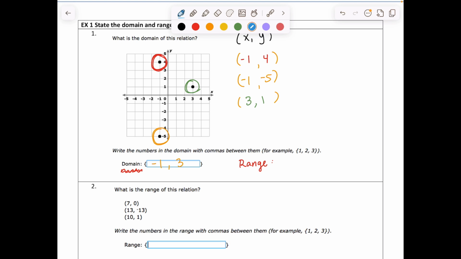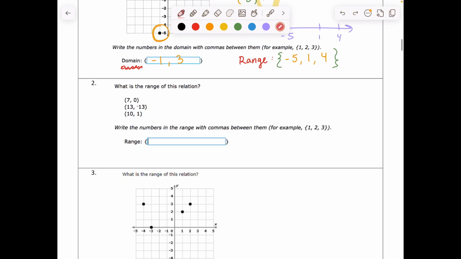Now, what are the values in my range though? Well, range is all of my Y values, right? So I can see all of my Y values here, 4, -5, 1. So they're all distinct or separate numbers. So I'm going to write them all out, and I'm going to use my little squiggly brackets here. I'm going to write out my own. Now, a lot of people say you should write them in ascending order, so smallest to largest. So -5 would be the first, then +1, then 4. If you look at them on a number line, that would be the order that they come in, right?